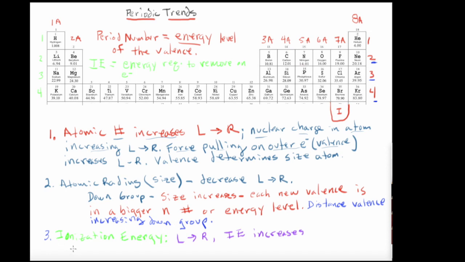It's pretty straightforward. And then down any group, all right? I shouldn't have to go through the whole thing again that we did in number 2. As we move down the group, each new element has its valence in a brand new energy level, which is further away from the nucleus. So down any group, ionization energy decreases. Okay, and with that, I'm going to go ahead and close the video.